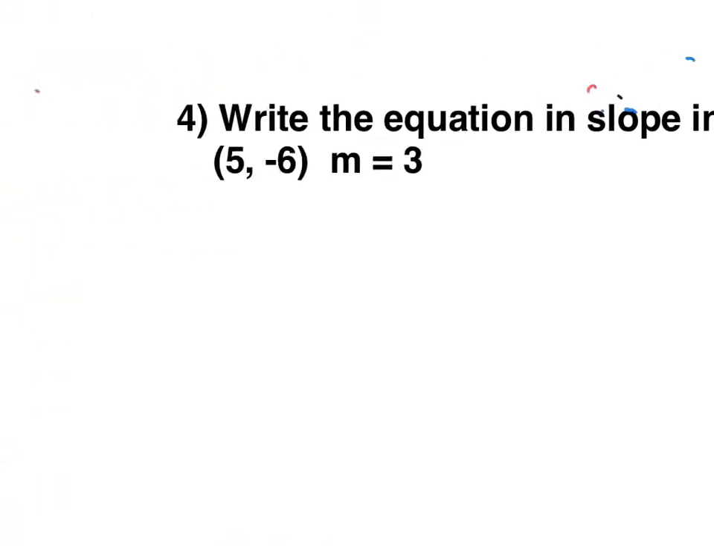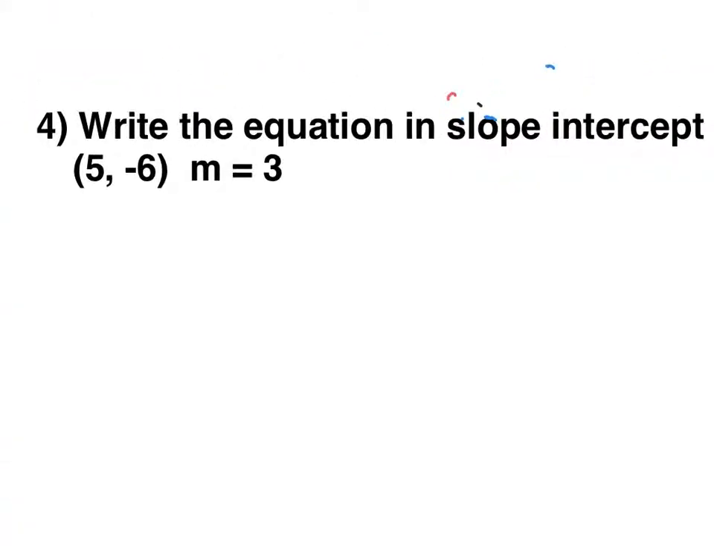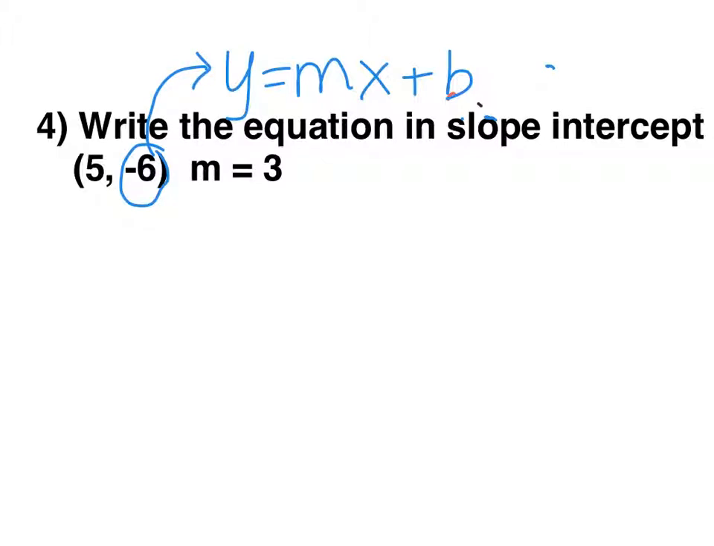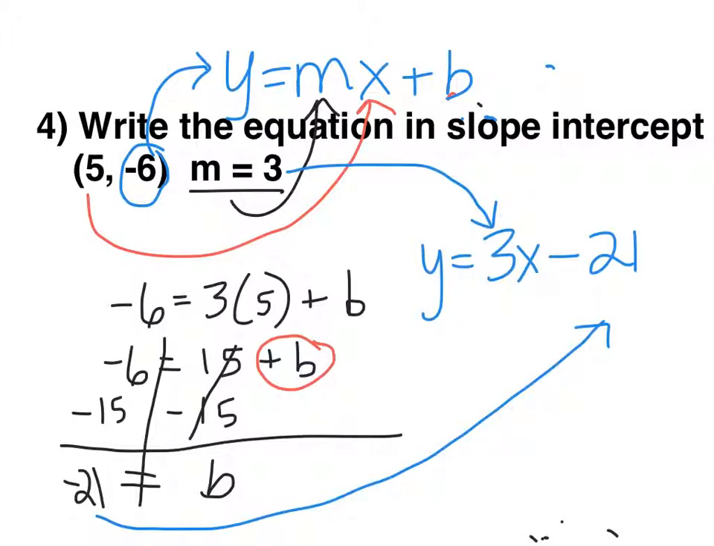Okay, on number 4, let me give you a hint to get you started. You're going to be using the equation y equals mx plus b. You're going to plug your y into the y value, your x into the x value, and your m into the m value. So you're going to plug those numbers in and solve for b, and then you can write your equation. So pause the video and come back and check your answer. Okay, when we solved, our b was negative 21, so our answer is y equals 3x minus 21.